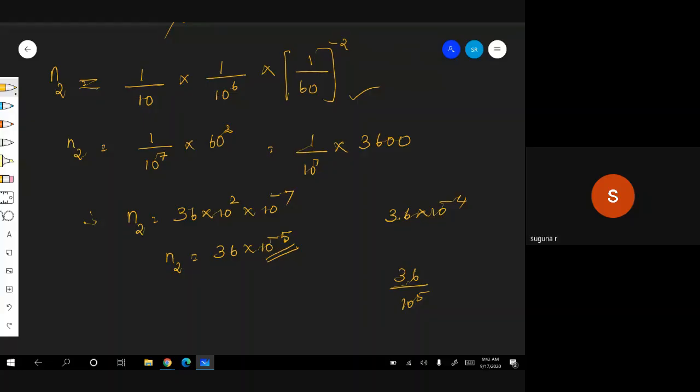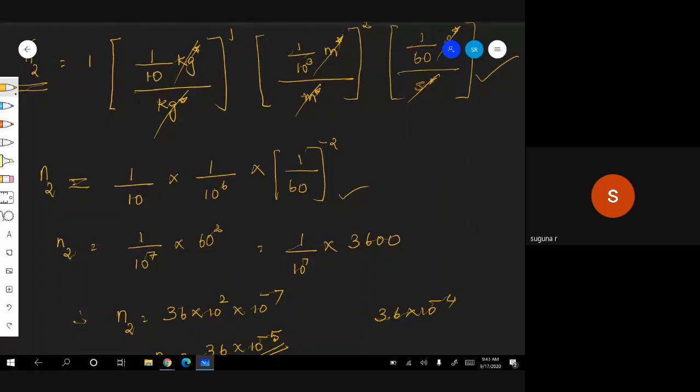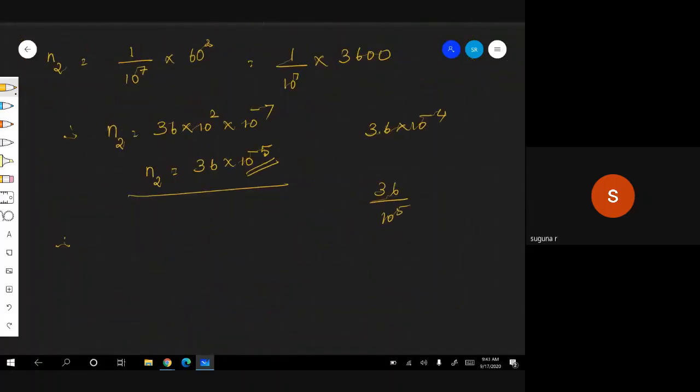Okay. Got it. Therefore, n2 is now found out. What we want is n2 only. Therefore, n1 u1 is equal to n2 u2. Therefore, what is 1 joule?